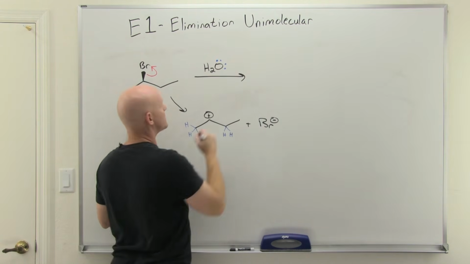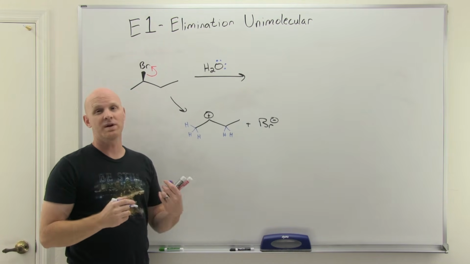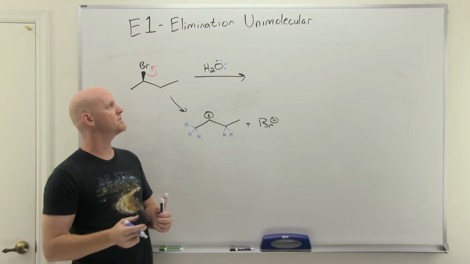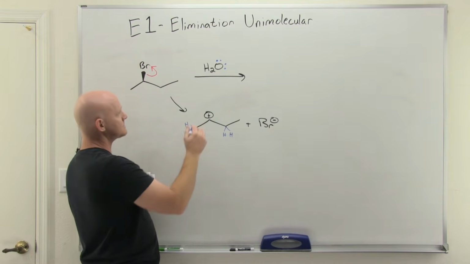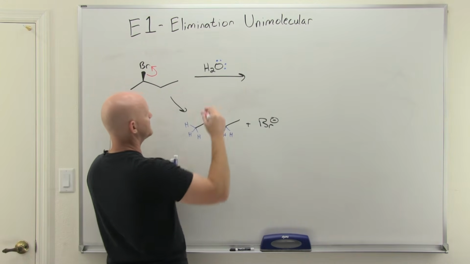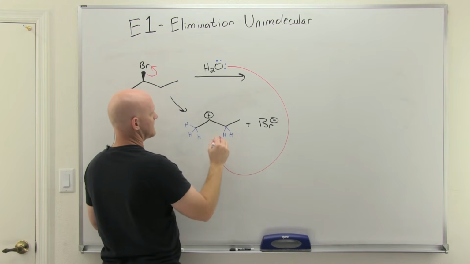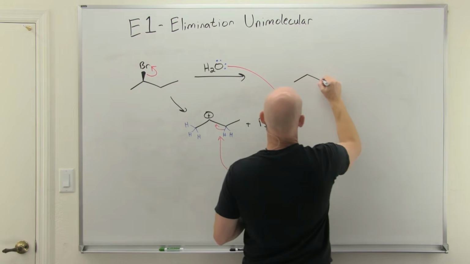And just like in SN1 reactions, which typically involve weak nucleophiles, E1 reactions are going to involve weak bases, which generally have the same players as the weak nucleophiles, which will cause some problems later. But in this case, it's typically going to be water or alcohols. And so we're going to deprotonate the more substituted beta carbon. That frees up these electrons to form the pi bond, and we get our more substituted alkene.